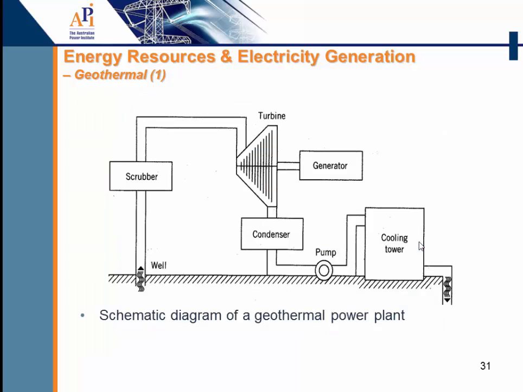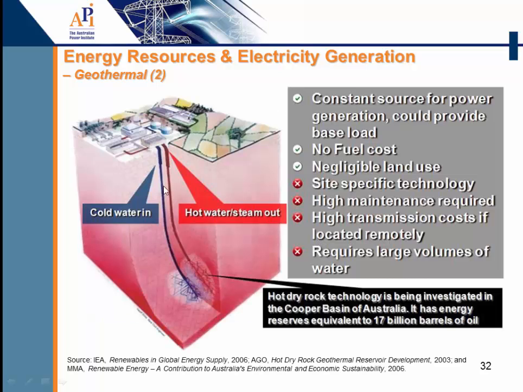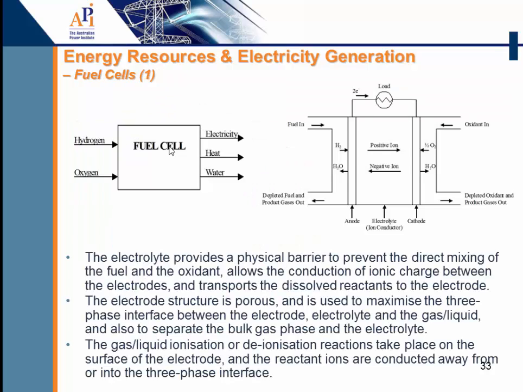For geothermal, we pump cold water through the pipe, and the water goes through the hot granite rock. The water will heat up, and then we use the hot water to again turn the turbine and generate electricity.